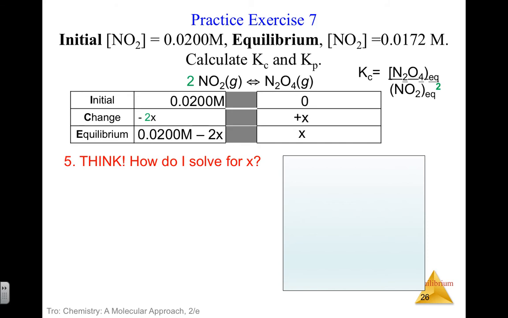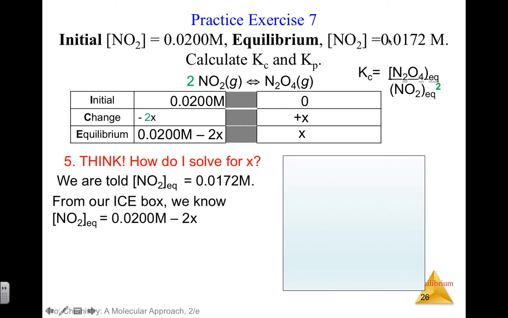So now, how do I solve for x? We talked about the fact that we're given equilibrium information in the problem. So we're told that our NO2 at equilibrium equals 0.0172. From our ICE box, we know that NO2 at equilibrium is 0.02 minus 2x. So I can set these two equal to each other. One equation, one unknown, that's all we need, we can solve for it.